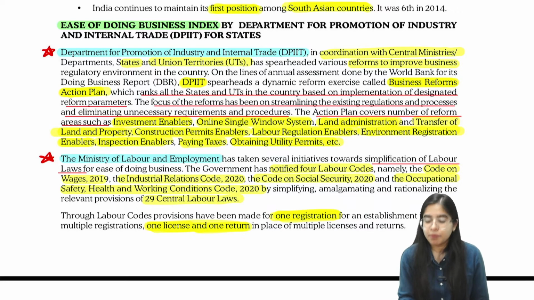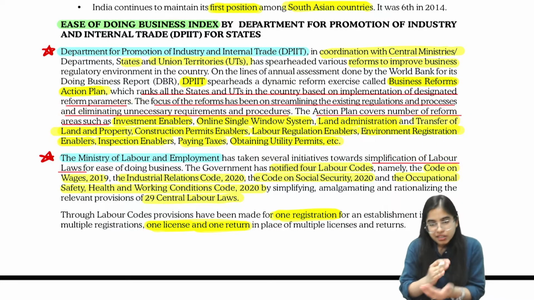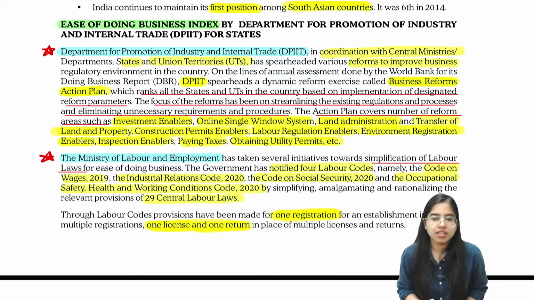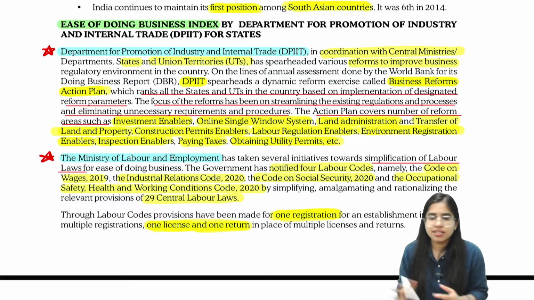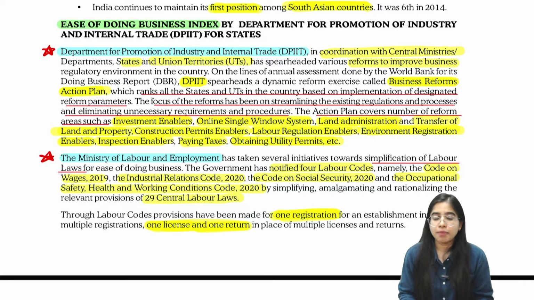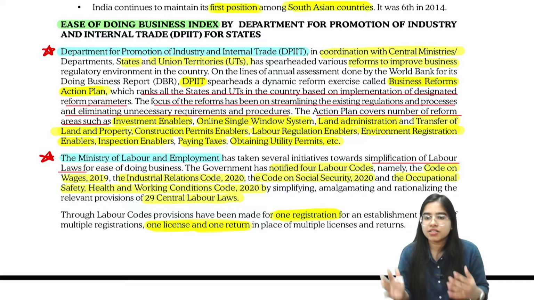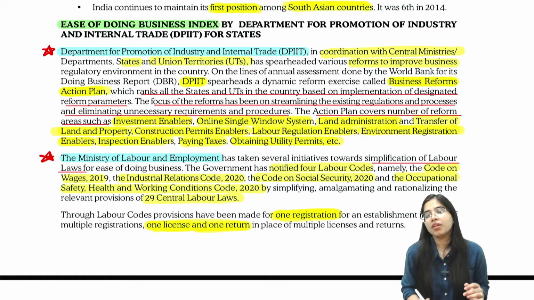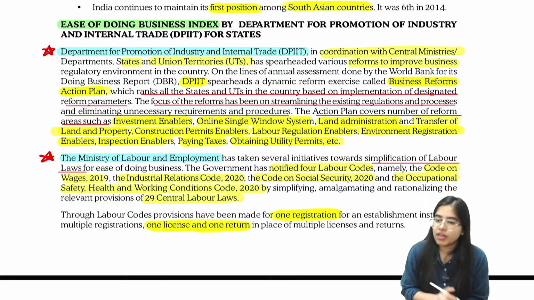So what DPIIT did, DPIIT made a business reform action plan. Under this action plan, our main motive was to review all these laws, eliminate unnecessary requirements and keep only necessary requirements, to change the existing rules and existing process. This is important from MCQ point of view. Just remember that DPIIT made a business reform action plan. In that action plan, our motive was to eliminate unnecessary requirements of these laws, like investment enablers, online single window system, land administration, transfer of land and property, labor requirements, environmental inspection, paying taxes, etc.